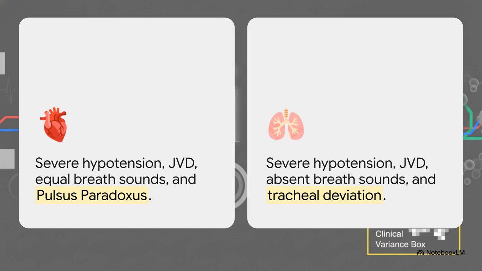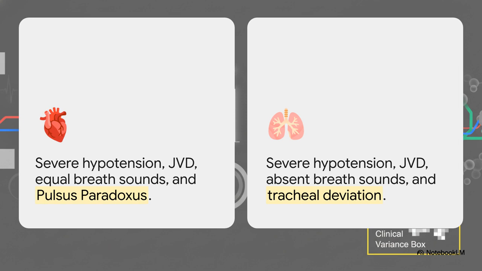Now, you will inevitably be faced with a patient exhibiting profound obstructive shock. Think severe hypotension and bulging neck veins. How do you instantly differentiate the source? You look at the lungs. In a tension pneumothorax, the massive buildup of intrapleural air crushes the lung, leading to unilaterally absent breath sounds and a deviated trachea.